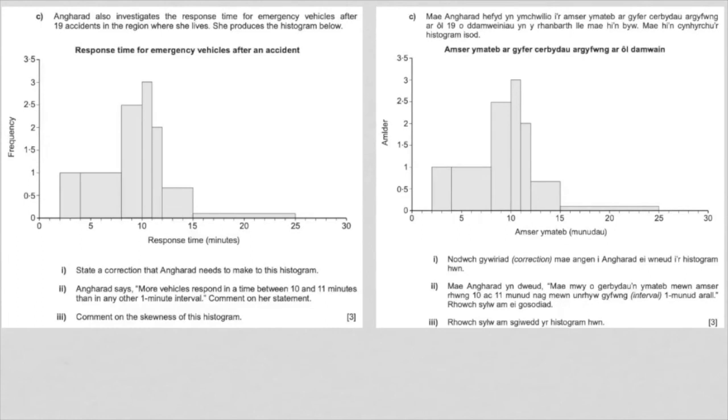So we now come to more errors by Angharad, who is getting a bit of a hammering in this question. So what has she got wrong? Well, we have frequency here, and it is not the frequency. We know from our table above that the frequencies go up to 9, and this doesn't. So this should say frequency density.